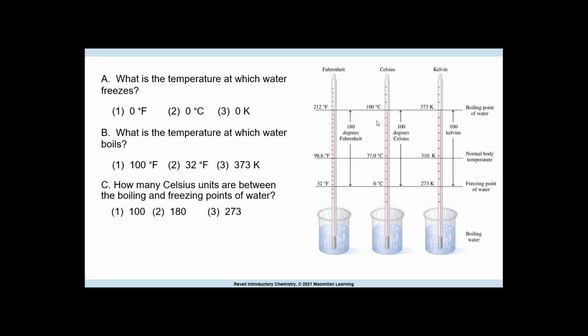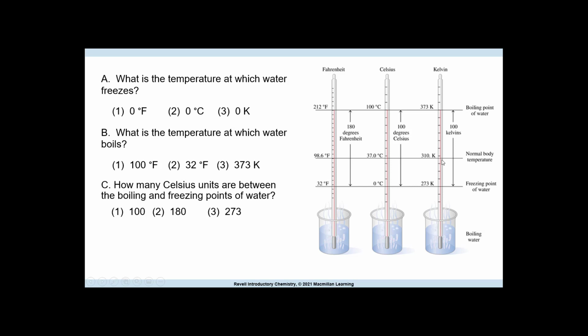Again, these are slides from another course because I did not have your homework. What is the temperature at which water freezes? You might say, well, all of them. But let's take a look. Do we have a 273 up there? No. Do we have 0 degrees Celsius? Yes, we do. And we have 0 degrees Fahrenheit, which does not happen. So it's going to be this one right here.